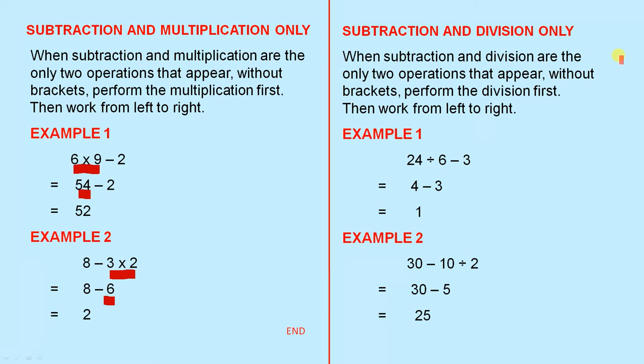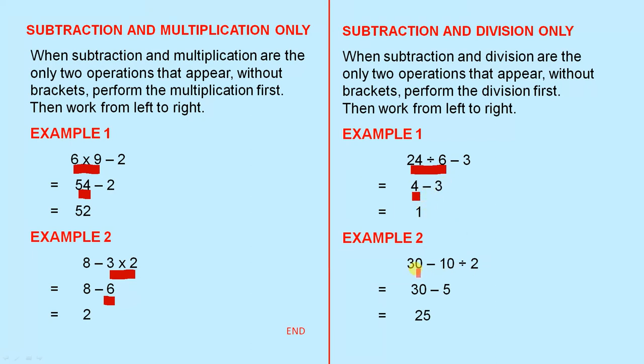Subtraction and division only. When subtraction and division are the only two operations that appear without brackets, perform the division first, then work from left to right. Example 1, 24 divided by 6 minus 3. 24 divided by 6 gives you 4. 4 minus 3 gives you 1.